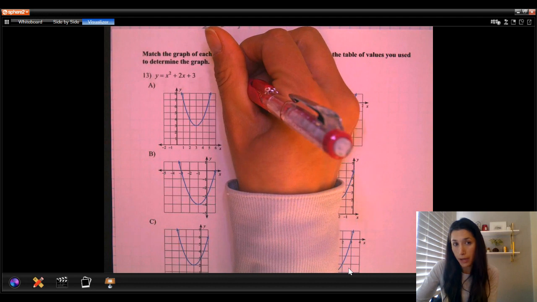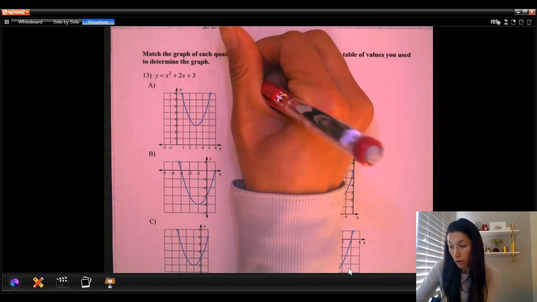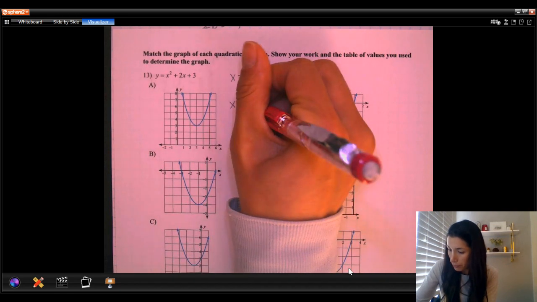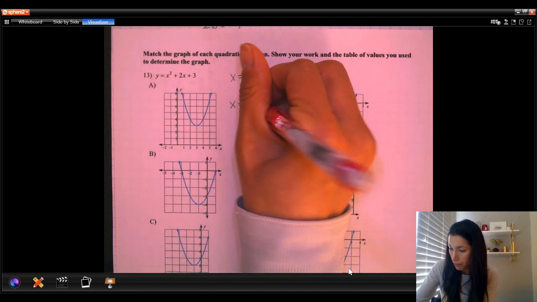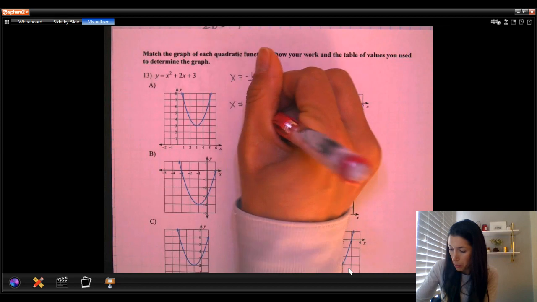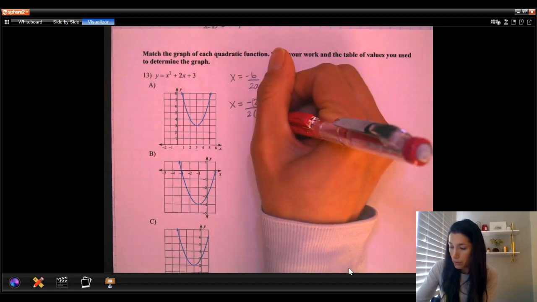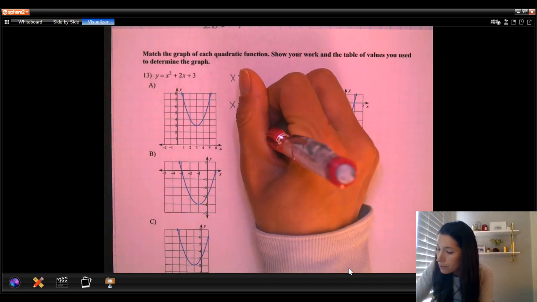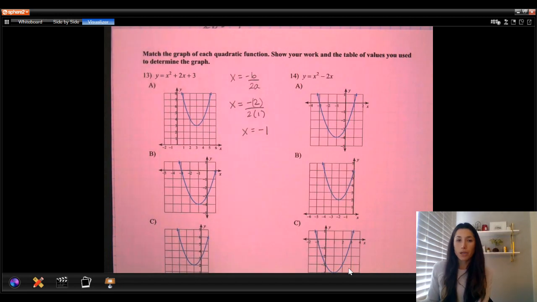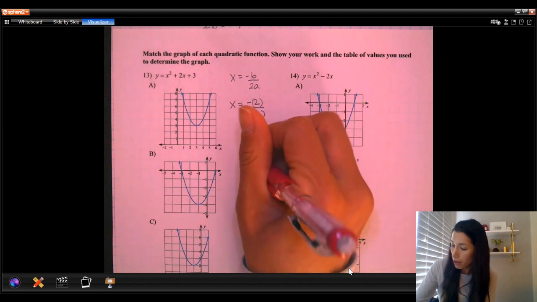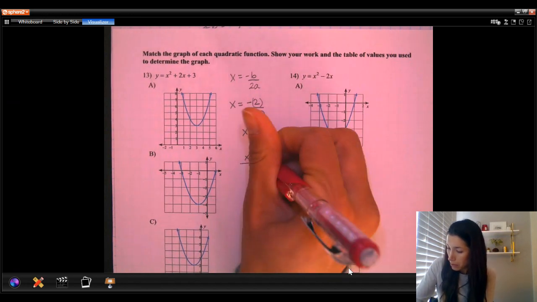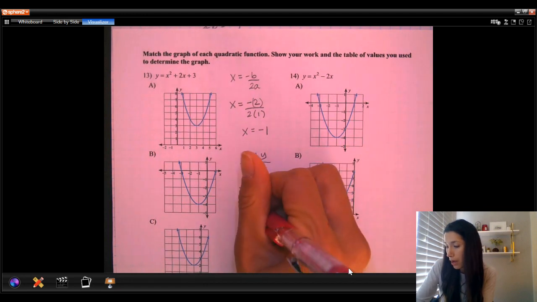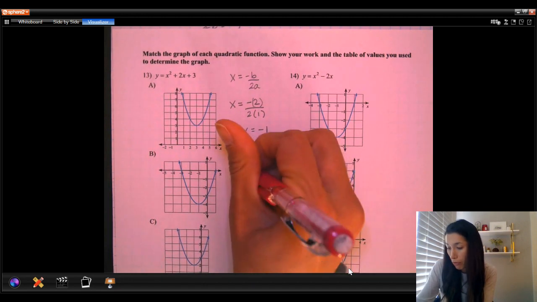So remember, our vertex, or the axis of symmetry first, is x equals -b over 2a. So b is 2 over 2 times a is 1. This is going to be -2 divided by 2, which is -1. So now when I create a table of values, I'm going to put -1 in the middle, and on a number line, 0 and 1 are after that, and -2 and -3 are before that.